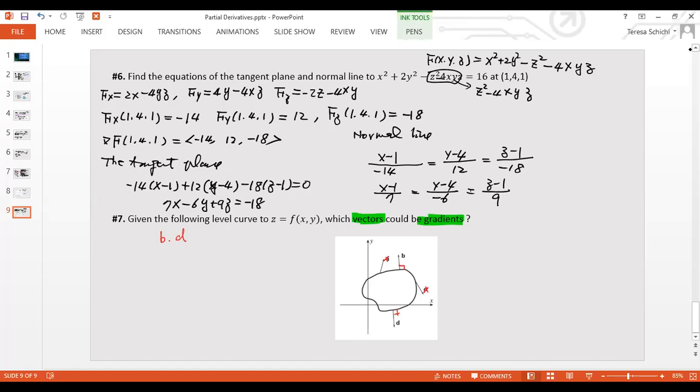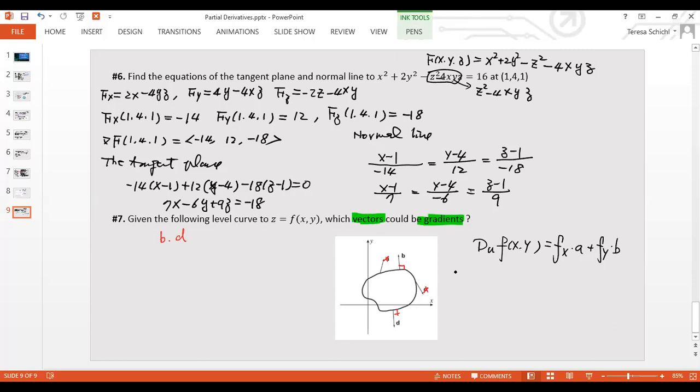So for the gradient vector, the summary for this section, what do we learn? We learn the directional derivative. That means you take the derivative along a specific path given by a unit vector, right? So this is the first important formula: D_u f of (x, y) is equal to the partial in x times a plus the partial in y times b. Of course, u has to be a unit vector.